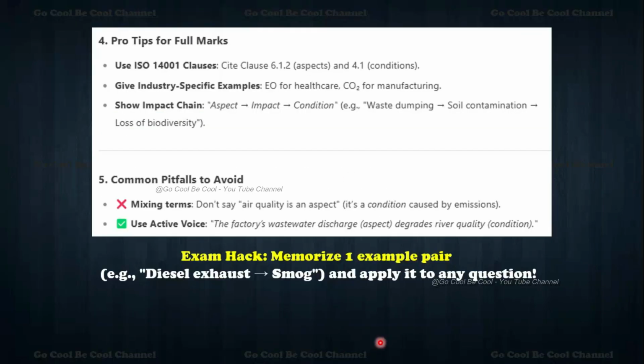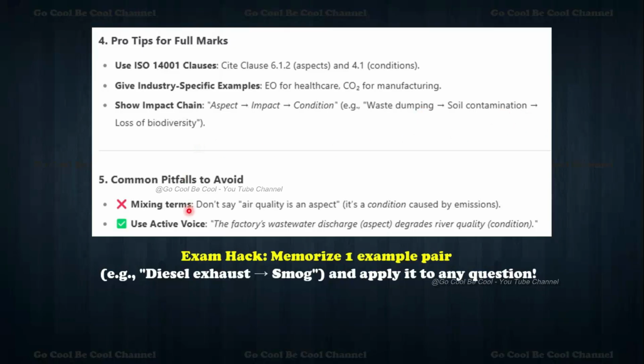So pro tips for full marks: use ISO 14001 clauses, cite 6.1.2 for aspects, 4.1 for condition. My dear friends, please remember this one, because everywhere you can write this, you can surely get 2 marks. Give industry-specific examples, EO for healthcare, CO2 for manufacturing. Then the impact chain. Generally you can write the things like the aspect we have, the impact is also there, then what is the condition. Example: waste dumping, soil contamination and the loss of biodiversity.